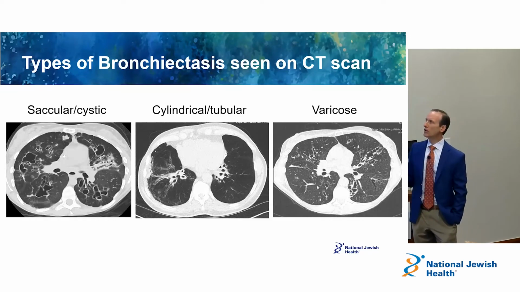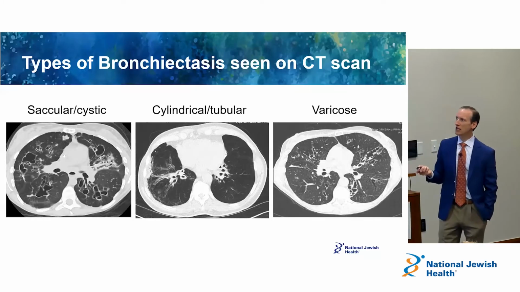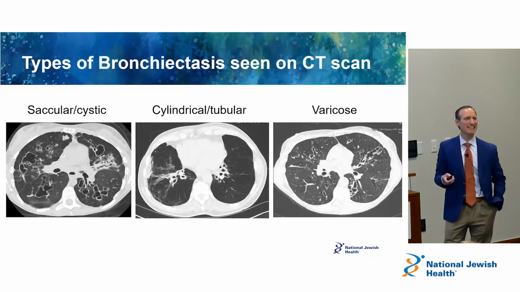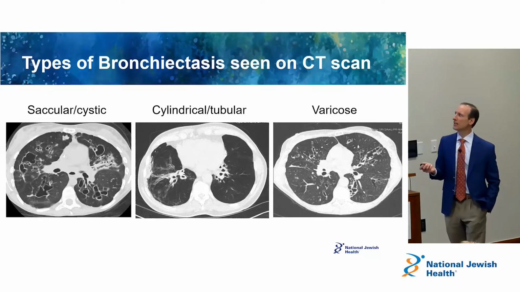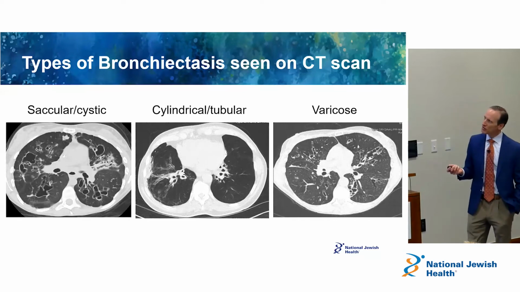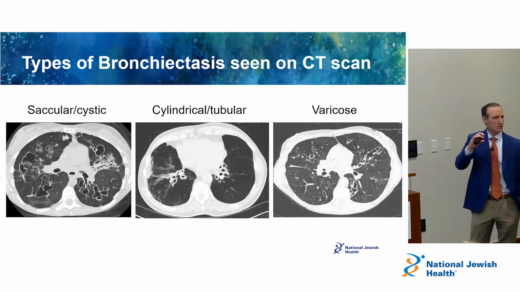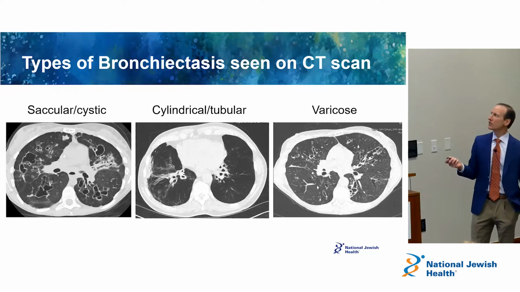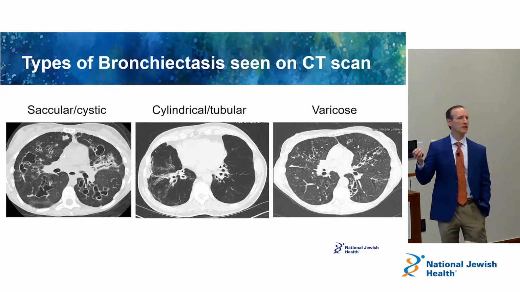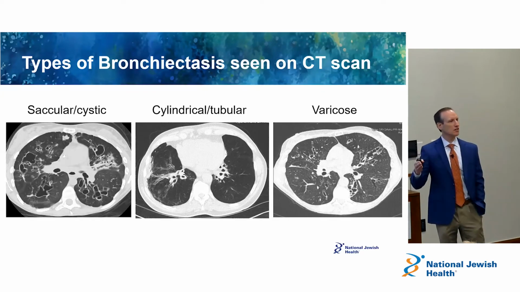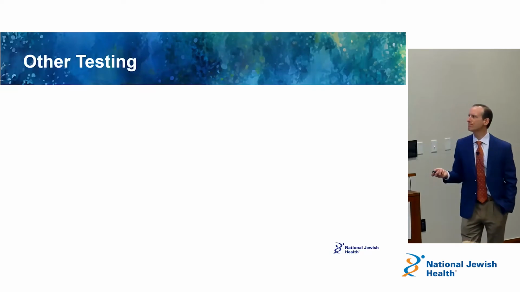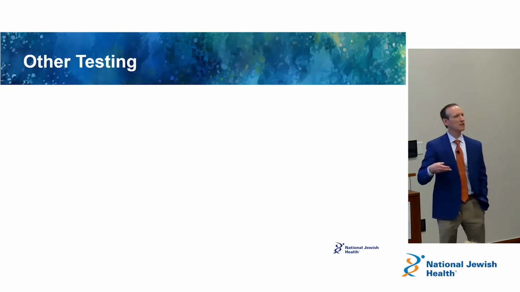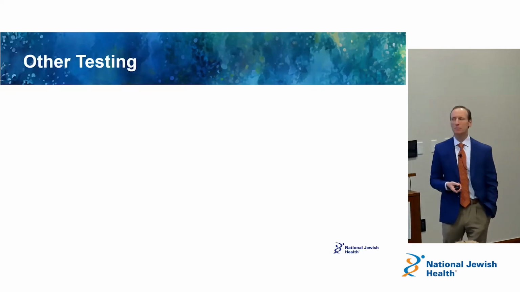What we're looking at when we say it's cystic bronchiectasis is that the shape of the air tube is enlarged like a cyst, versus cylindrical or tubular, where the shape is more like, like I said, a tube, versus varicose, which is basically this right here. You can see it's more wiggly or tortuous. So it's just describing what we're seeing, just so you know. It helps us think about different causes. That's why we note it, though.